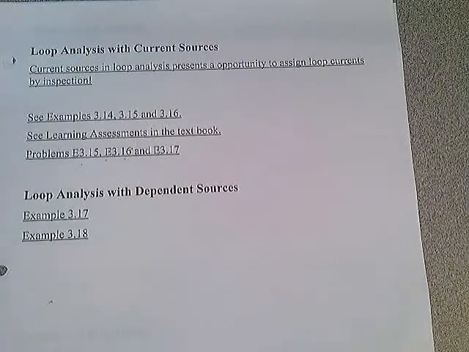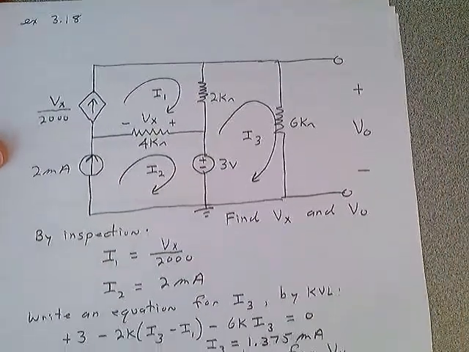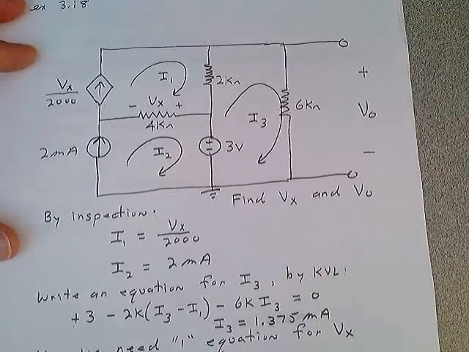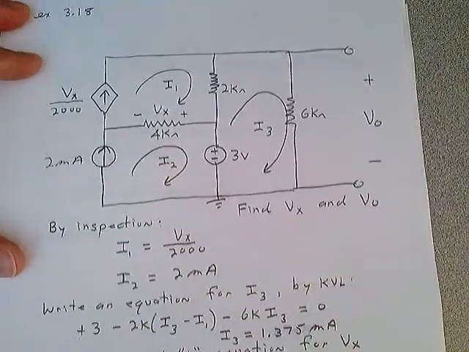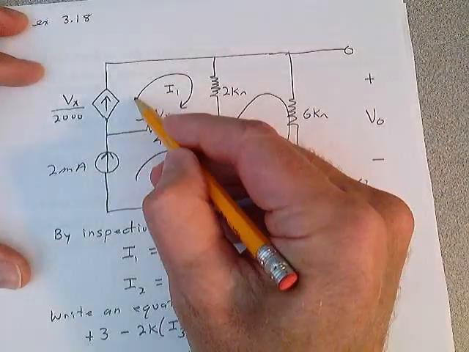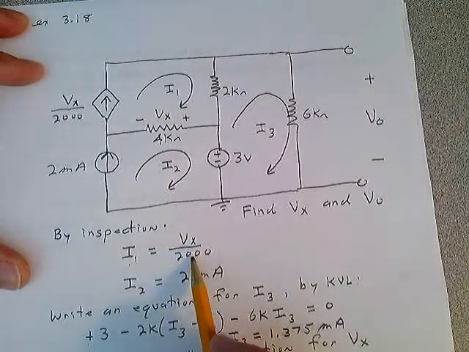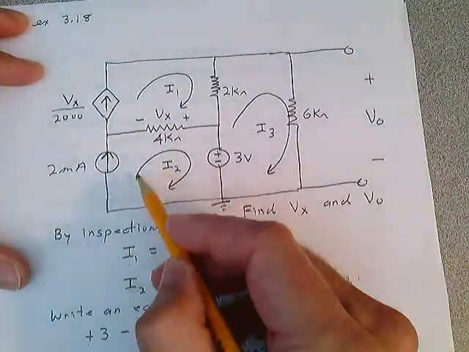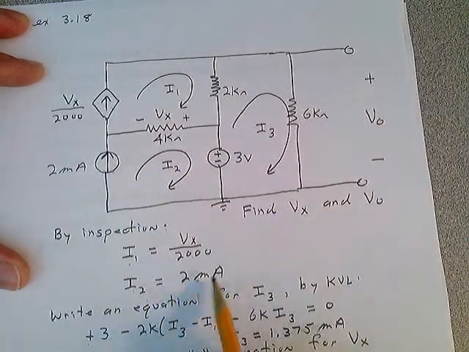And finally, let's look at 318. Looks like this. Notice there's a current source here, and there's a current source here. So if I assign loop current I1 and I make sure it's the only current that passes through this, I can say I1 is equal to Vx over 2000. If I assign a loop current here and it's the only current that passes through this current source, I can say I2 equals 2 milliamps.